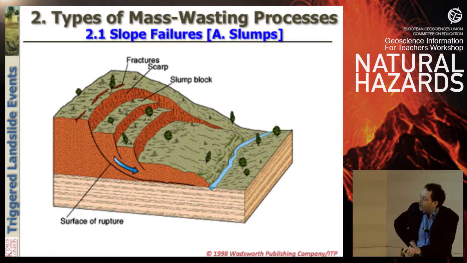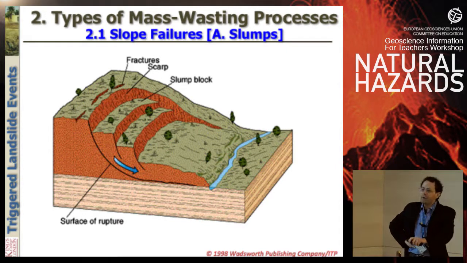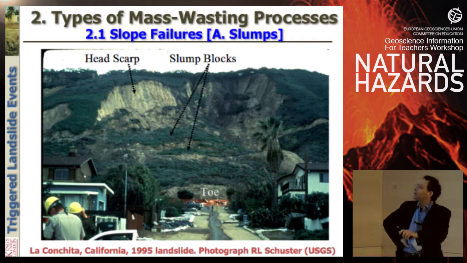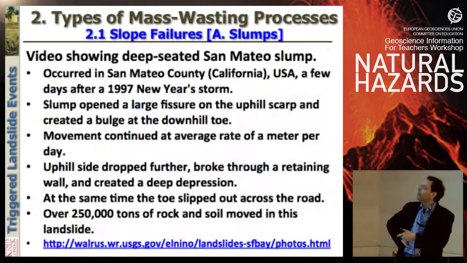This is an example of a slump block here. Here's the surface of rupture. Here's a river down at the bottom. The sediment gets down to the river and it takes the sediment away. Here's an example in the real world. This is La Conchita in California from 1995. Here's the headscarp, the slump blocks.